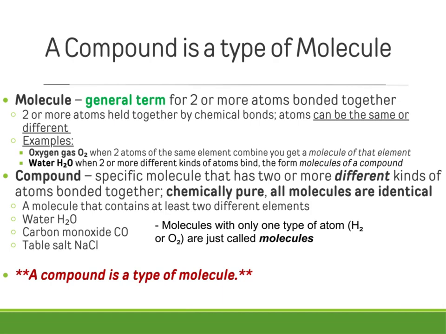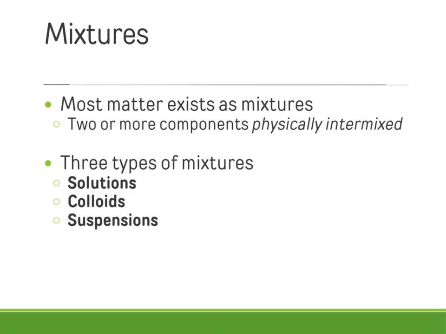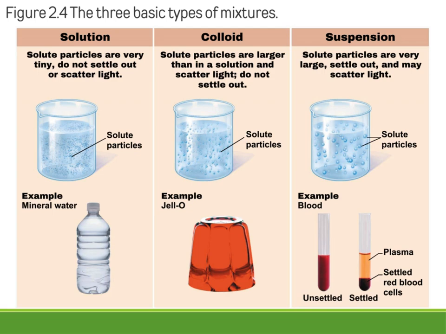For example, oxygen gas is a molecule but not a compound. Water is a molecule and a compound because a compound is a more specific molecule and it's only used to talk about a type of molecule that has two or more different kinds of atoms bonded together. We can also look at mixtures. Most matter exists as mixtures, like sand and water, where we have two or more components physically intermixed.